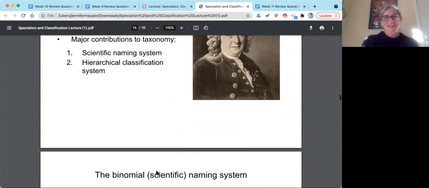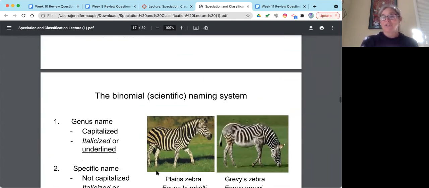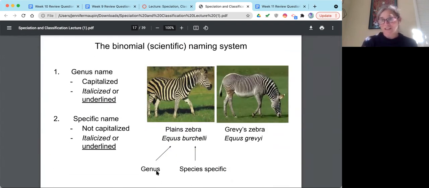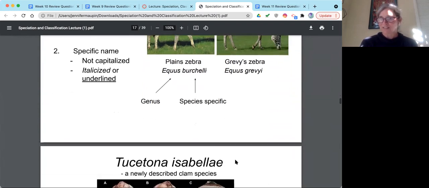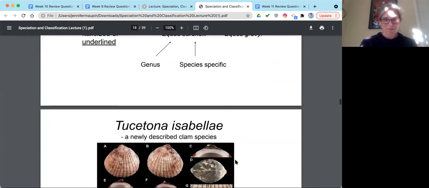Classification. And then you want to make sure that you understand how to write scientific names correctly, that you always have that first part capitalized, the second part lowercase, and the scientific name must be either italicized or underlined. And if it's underlined, both parts are underlined separately. So it's not correct unless all of those conditions are met.